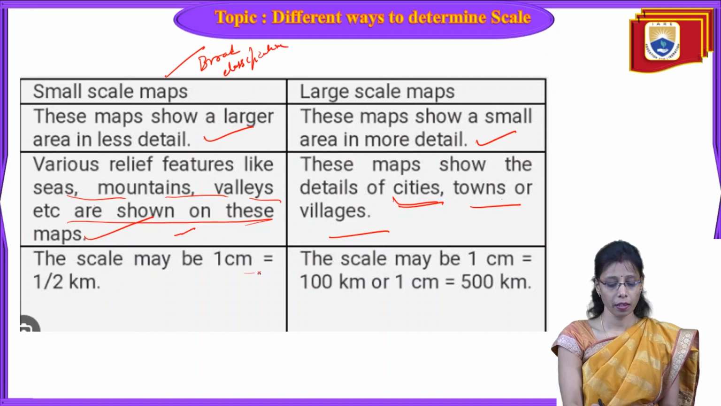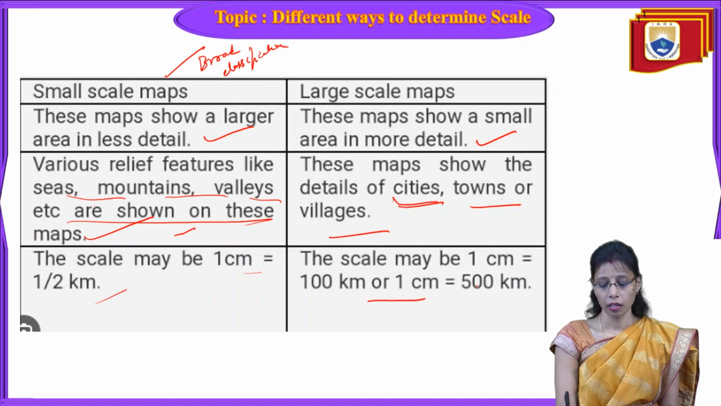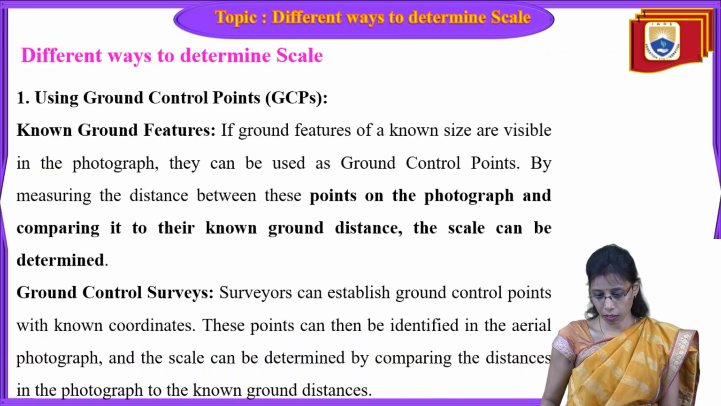Now the scale may be 1 centimeter is equal to half kilometer. Here the scale may be 1 centimeter is equal to 100 kilometers or 1 centimeter is equal to 500 kilometers. This is the difference between large scale and small scale.